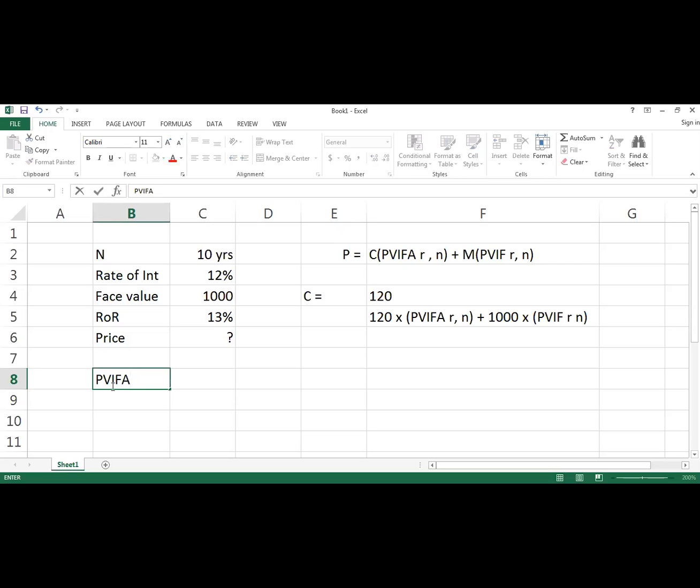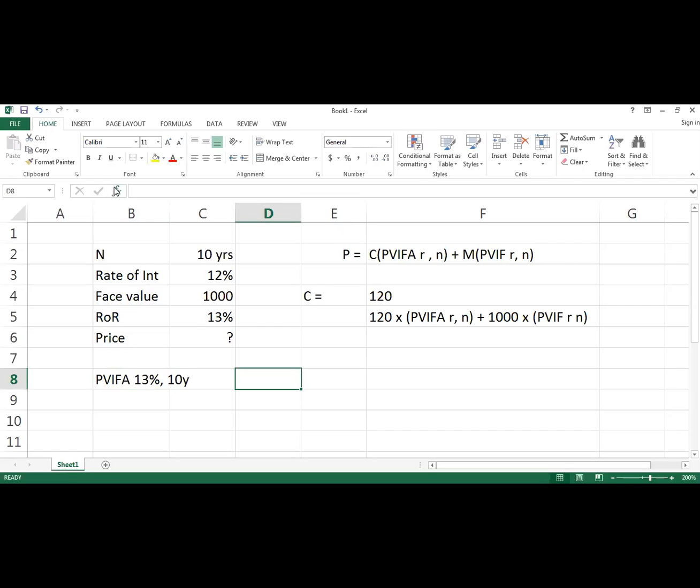And what is our required rate of return? So we have to calculate at 13% for 10 years. Getting it? We have to calculate present value interest factor annuity at 13% for 10 years. Yes, sir. Clear? Now, how do we do that?